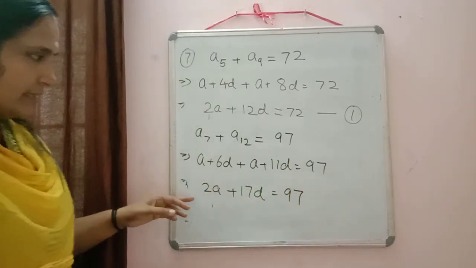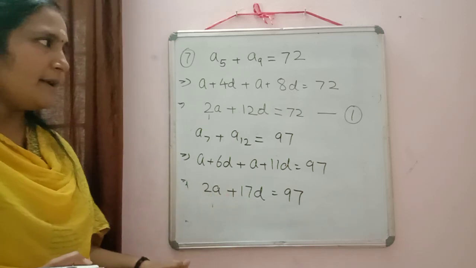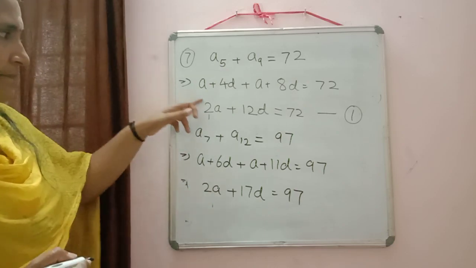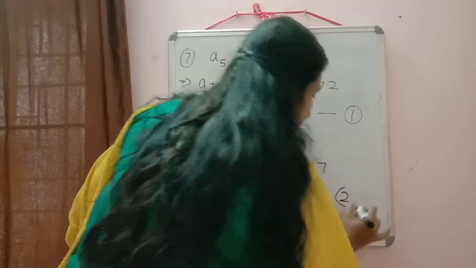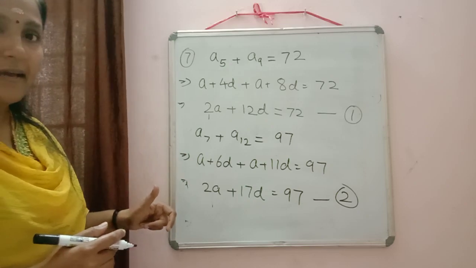Just to check, in this one, all the terms are not divisible by 2. That's why here also I said you don't cancel it by 2, because we want the coefficient of A equal only. Equation 2. Now what will we do to get the values of A and D?